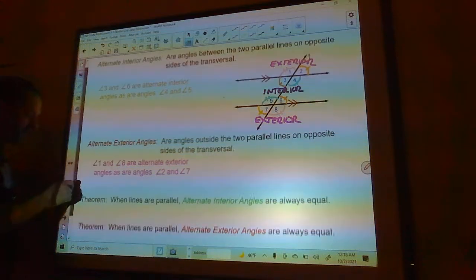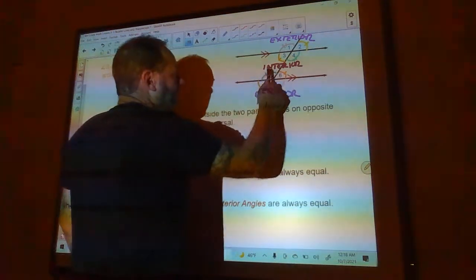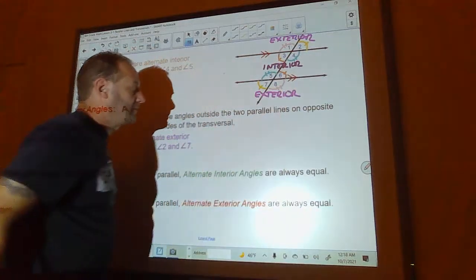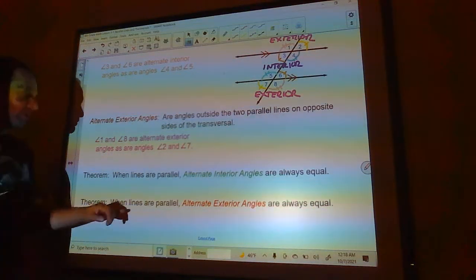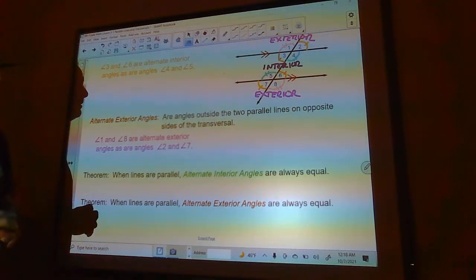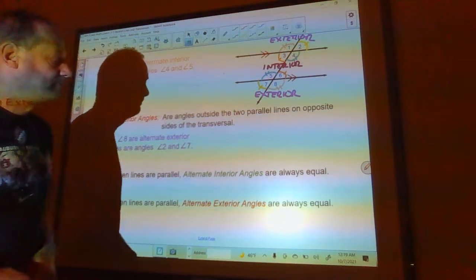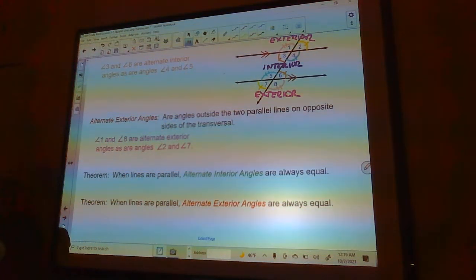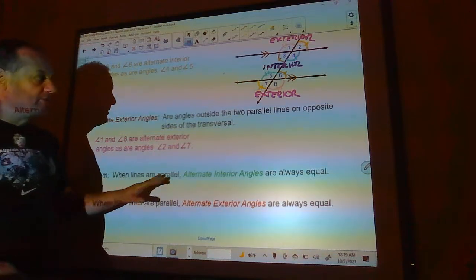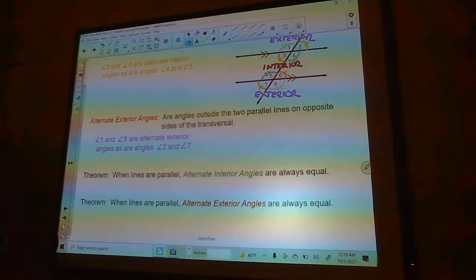And we now have a couple of theorems. When lines are parallel, alternate interior angles are always equal. So that's saying that 4 and 5 will always be equal, 3 and 6 will always be equal. And when lines are parallel, alternate exterior angles are also equal. So 1 and 8 are equal, 2 and 7 are equal. Now, all these theorems work when these lines are parallel. If they're not parallel, then none of that is true.